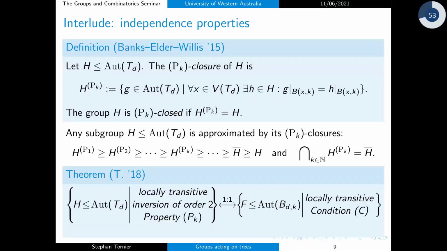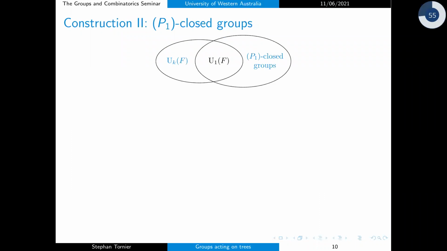All right. So now we have the second construction, or rather a classification. I'm not going to talk so much about the construction. It just looks at P1 closed groups. We've already seen that the U1s of F are going to be of this form. They are P1 closed. So this is the Venn diagram to relate this construction to the previous ones. You have the UKs and the P1 closed groups, and they intersect in the U1s.